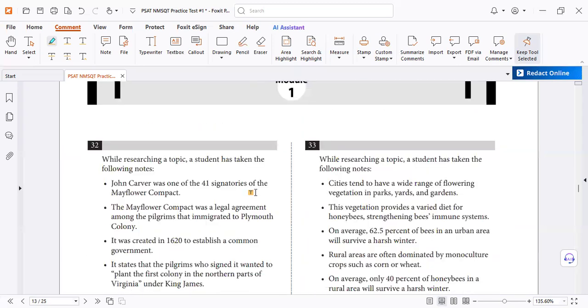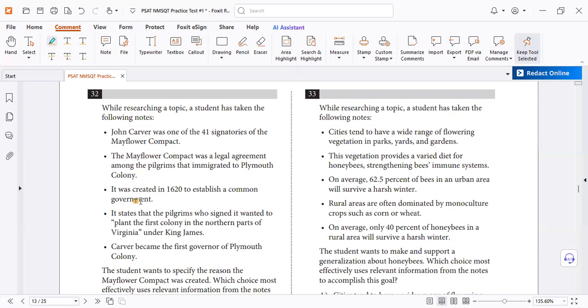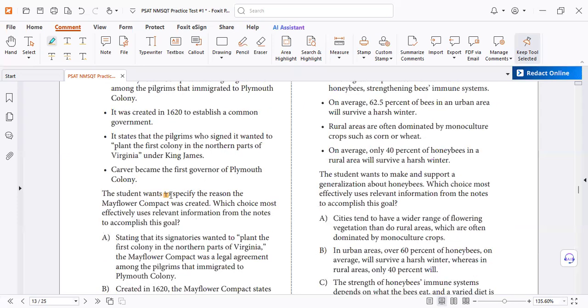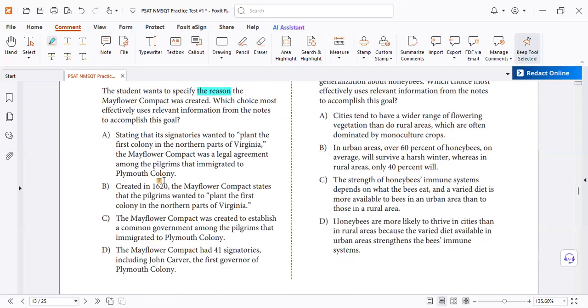Let me show you something else. Without reading the notes, I can answer. Look, he wants to specify the reason. So we need the reason only. Which sentence shows the reason, the language of reason? This is the point. Let's read together very quickly. So here, just like explaining, there is no language of reason, but wait. Here, wanted to plant. This is the goal, but wait.